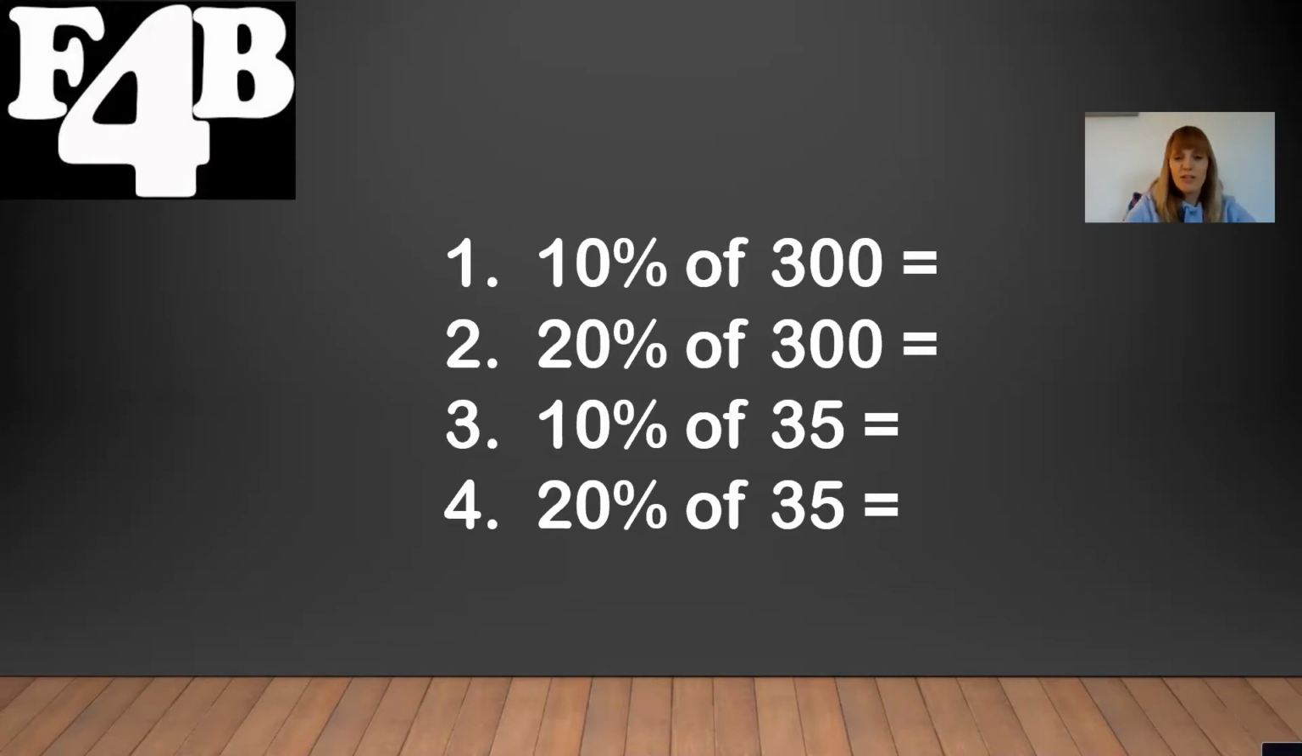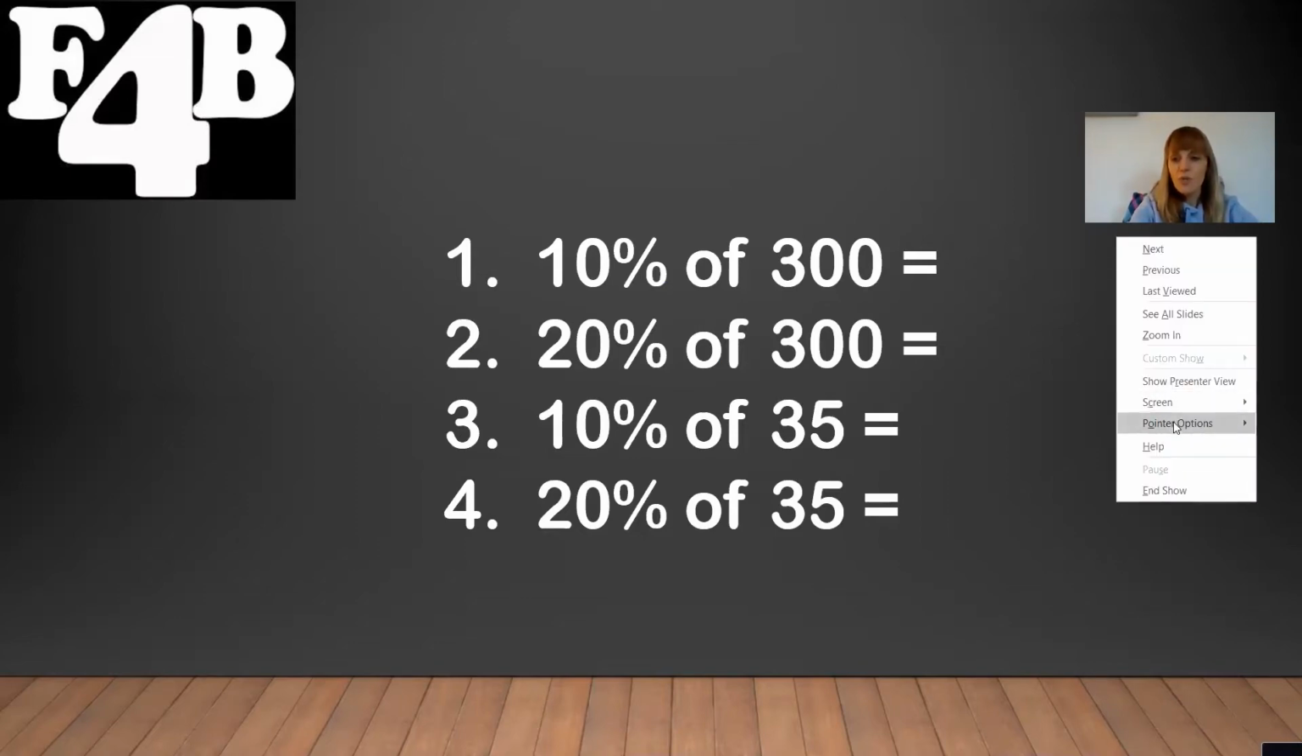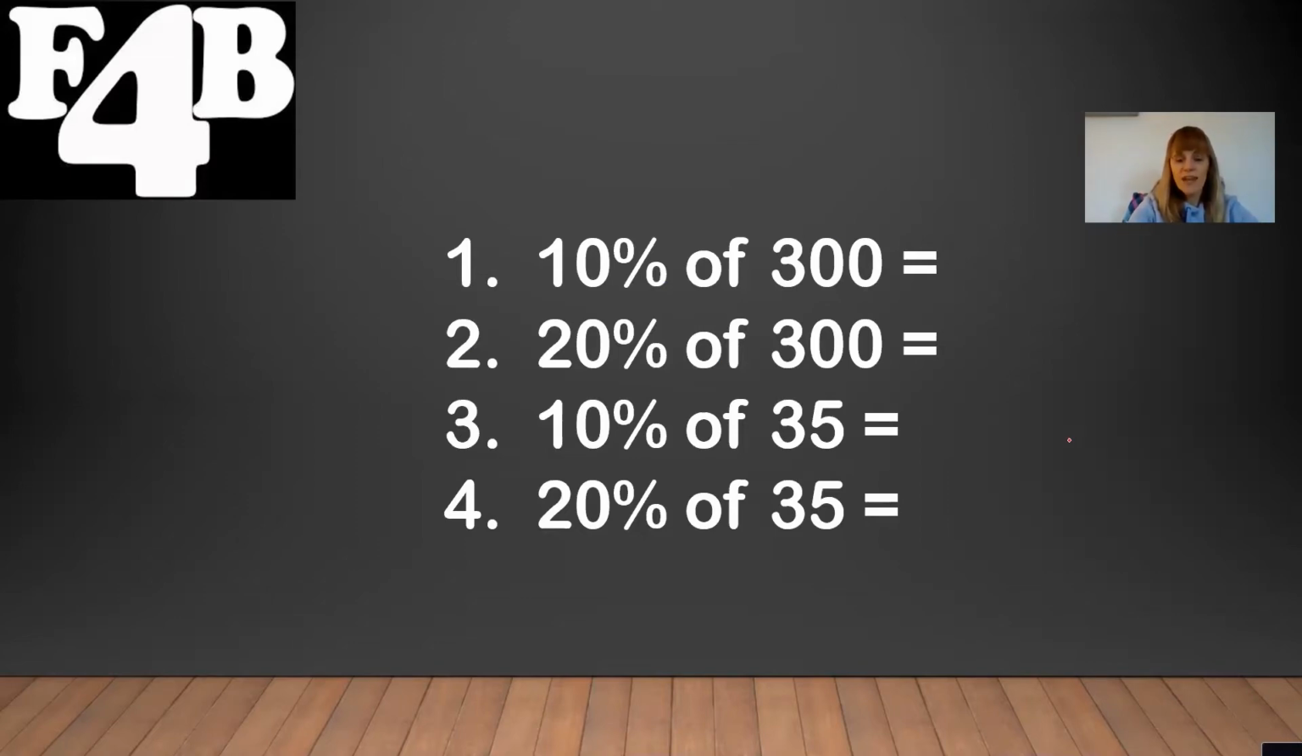Okay, so hopefully you remembered from yesterday that if you are looking for 10%, you have to simply take your whole number and divide it by 10. So for question 1, 10% we would work out by just doing 300 divided by 10. Now that's everything moving one space smaller, so we would get an answer of 30.